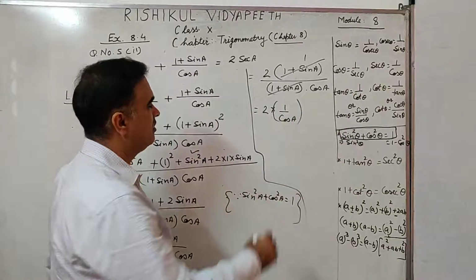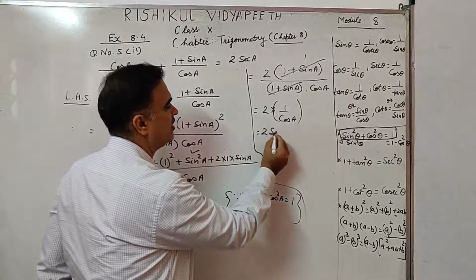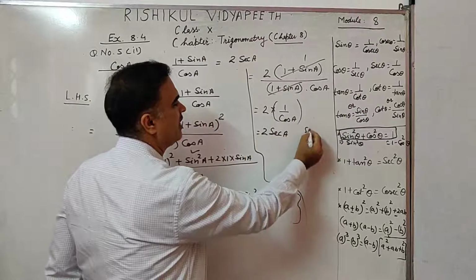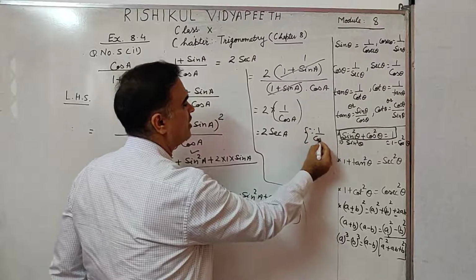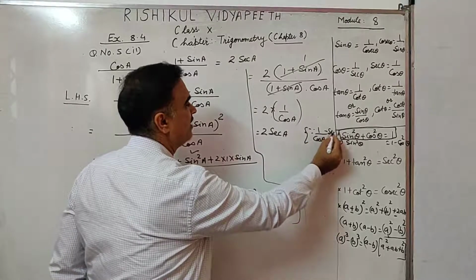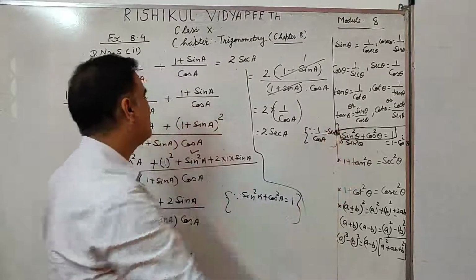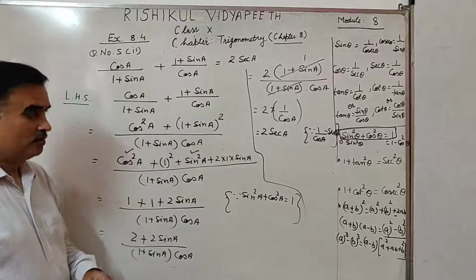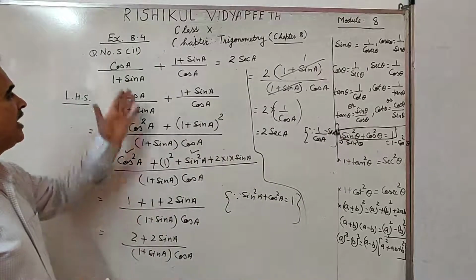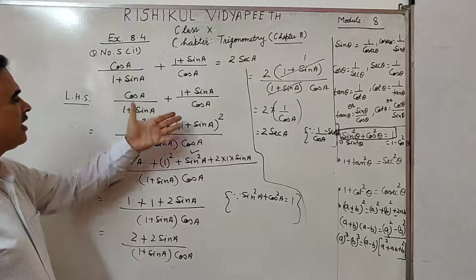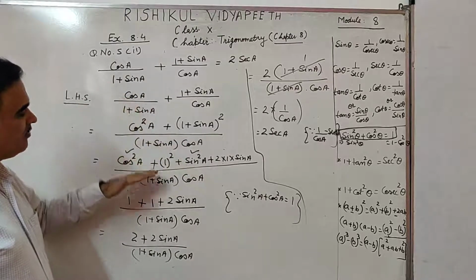So what can we write? This is equal to 2 sec A. The reason we can write this is because 1 by cos A equals sec A. So my dear student, it is a very easy question. You are able to do it. You just take LHS and then take LCM and then simplify it.